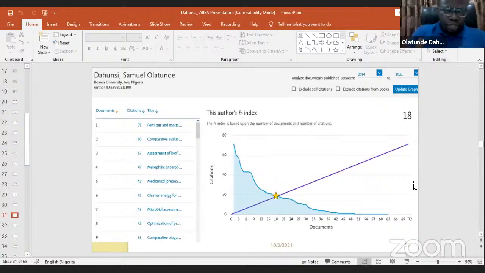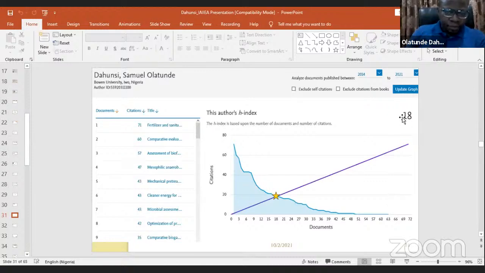Now, this is my own graph because I have to use myself as an example because I'm the one presenting tonight. This is my graph from Scopus. I have 63 papers in Scopus as of today. I published over 100 papers in my career, but 63 of them are indexed in Scopus. And as you can see, the highest of them has been cited 71 times from this figure you can see here, and on and on. So as of today, my H index is 18 in Scopus.